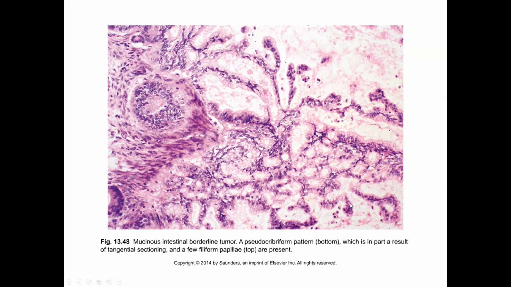Here's sort of a pseudo-cribriform pattern that can be seen. This may be due to tangential sectioning and variable. We can see the variable size orientation of the stromal cells is quite different. But we'll then see a few of these more filiform projections up above as well.